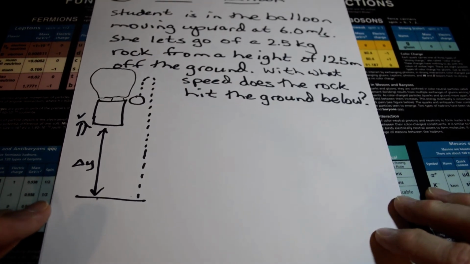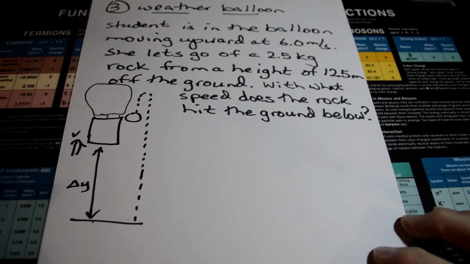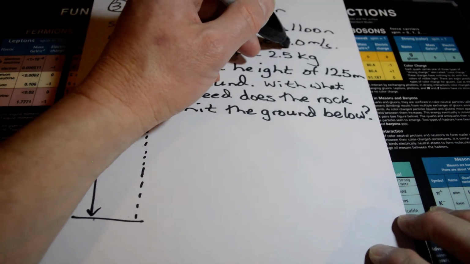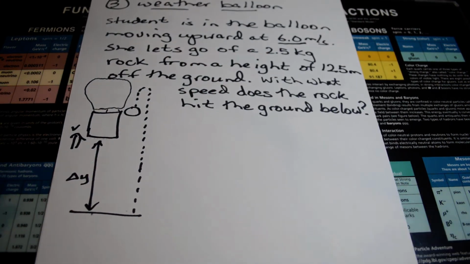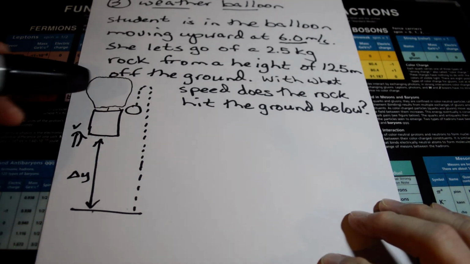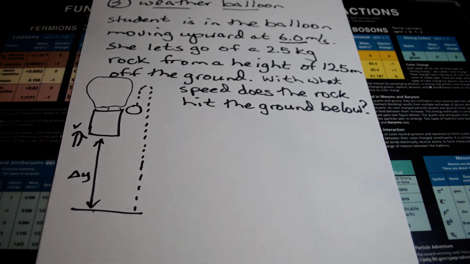It's a weather balloon problem. Student is in the weather balloon, and the weather balloon is moving upward with a velocity of 6 meters per second. She will let go of a 2.5 kilogram rock from a height of 12.5 meters off the ground. So she's going to let it go as it's moving upward. With what speed does the rock hit the ground below?